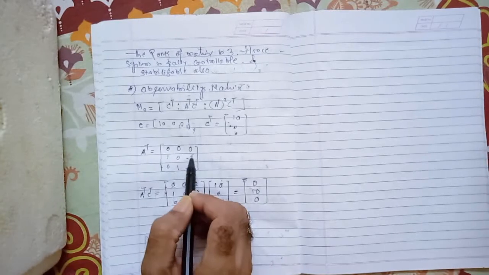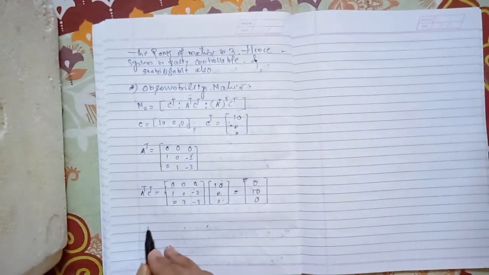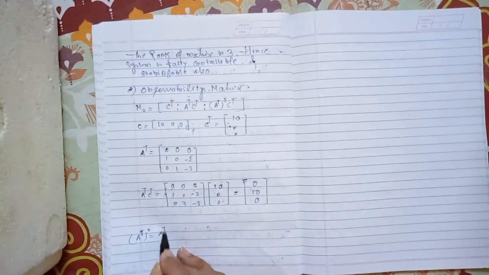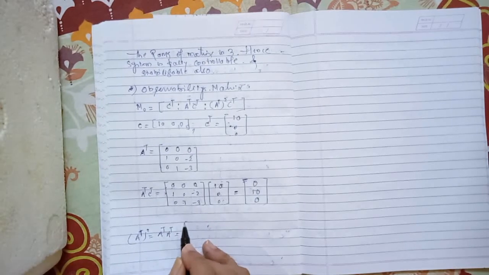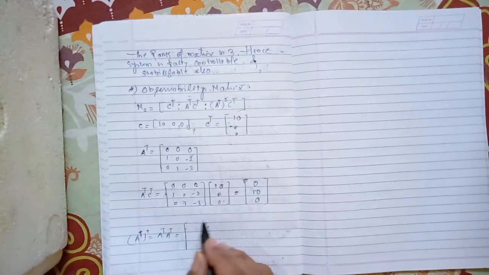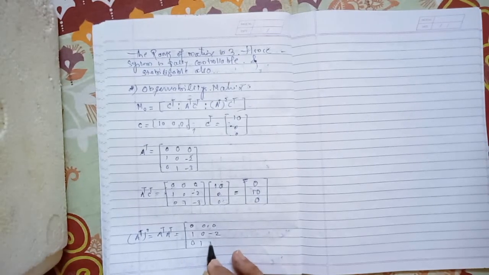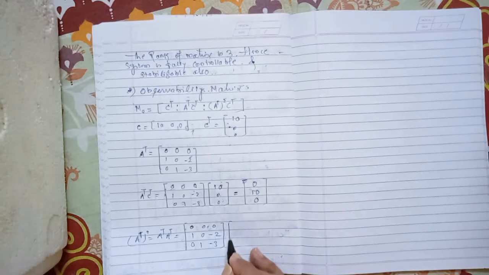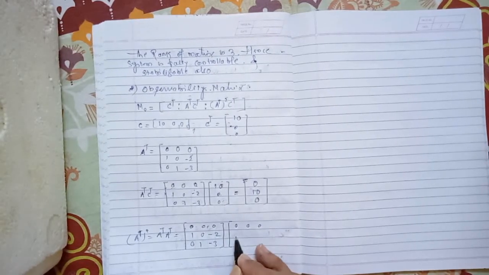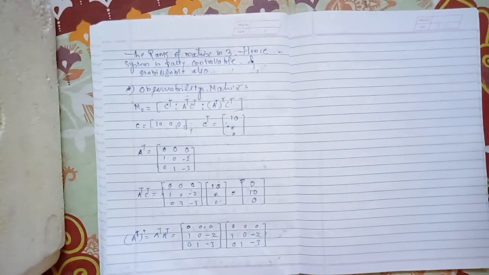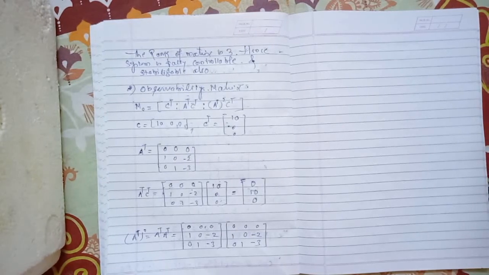Now we know the A transpose. Here what we required? A transpose square. So A transpose square is equals to A transpose into A transpose. What is A transpose? 0 0 0, 1 0 minus 2, and 0 1 minus 3, multiplied by 0 0 0, 1 0 minus 2, 0 1 minus 3. So this is my A transpose into A transpose.